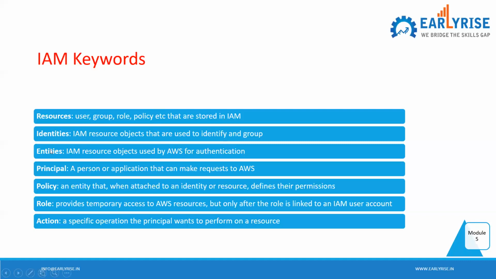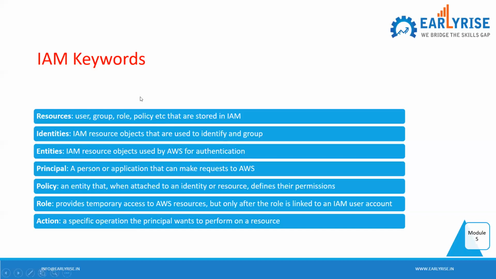Okay. So look at that, entities. Another term they will be using is entity, this IAM entity. So IAM resource objects used by AWS for authentication. So what we will be using for authentication, right? Users will be there actually, right? So IAM users will be there, and there is a concept of federated user also.